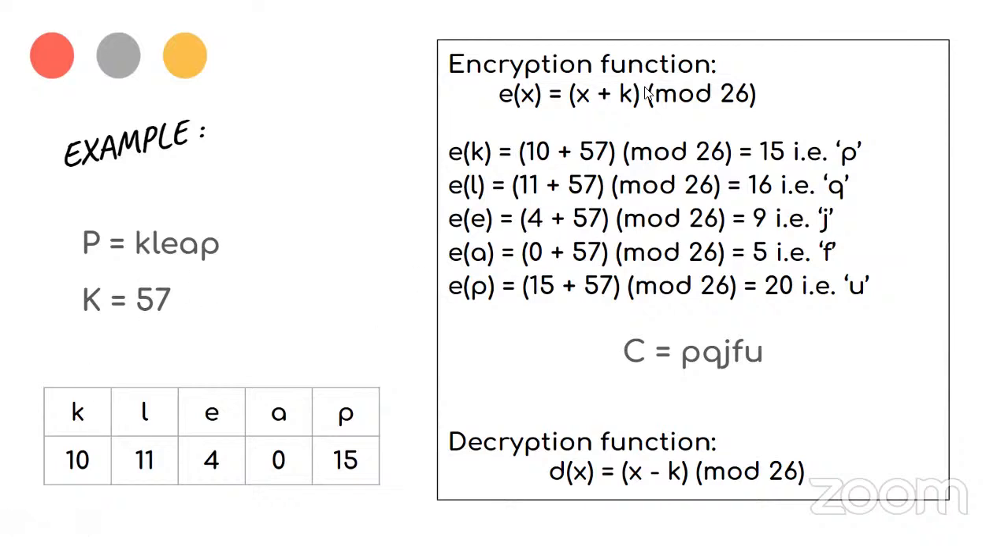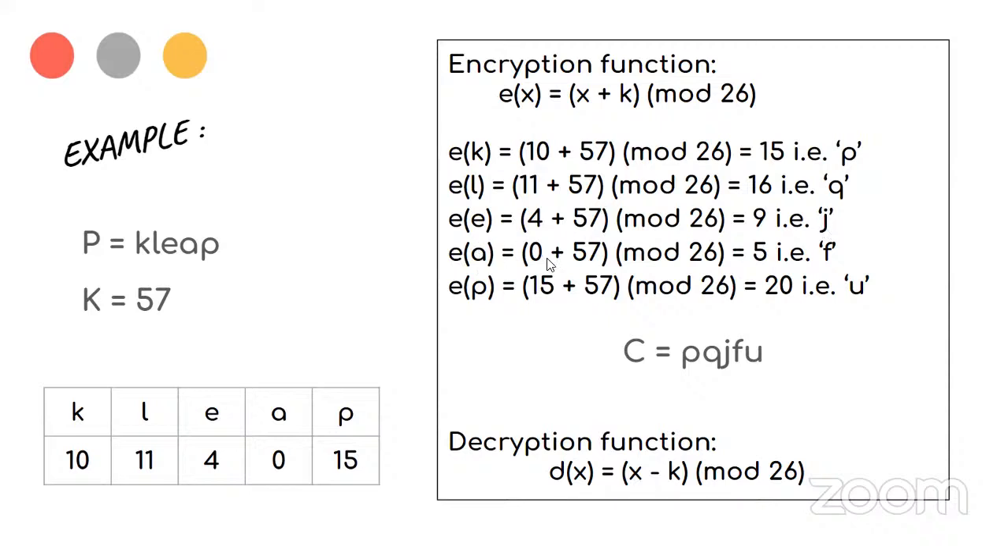So again, here is the encryption function. E of X is equal to X plus K mod 26. For the first letter, it will be 10 plus 57, which makes it 67. Then we divide it by 26, and the remainder is 15. So 15 becomes P. Similarly, for L, we add 11 plus 57 and then mod 26. It becomes 16, which is Q. Again for E, 4 plus 57 mod 26 becomes 9, and it is equivalent to J.